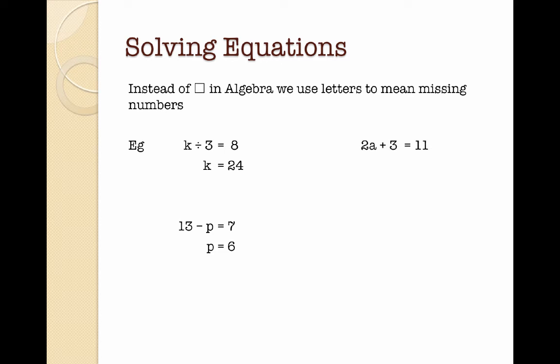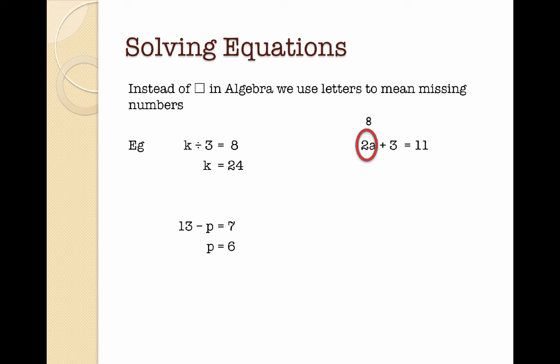Let's go up a little bit and see a little bit of a harder one where there's more than one thing happening. 2A plus 3 equals 11. This means 2 lots of some number plus 3 more will give you 11. So we start off with that first part, 2 lots of A, and then when I add 3 to that answer, I get 11. So what number, when you add 3 to it, will give you 11? Well, that's 8, isn't it? 8 plus 3 will give you 11.